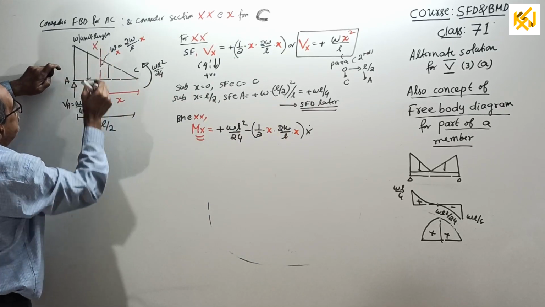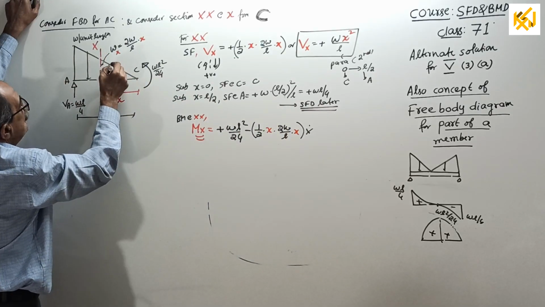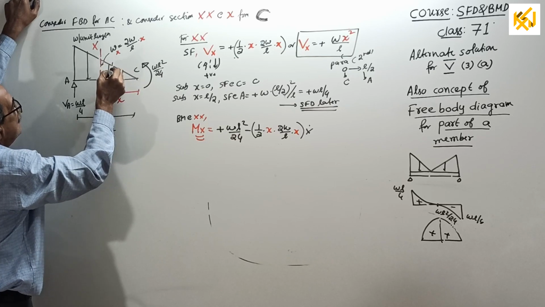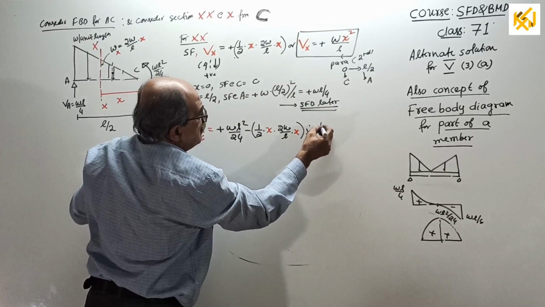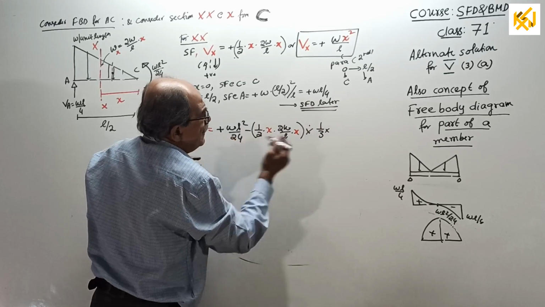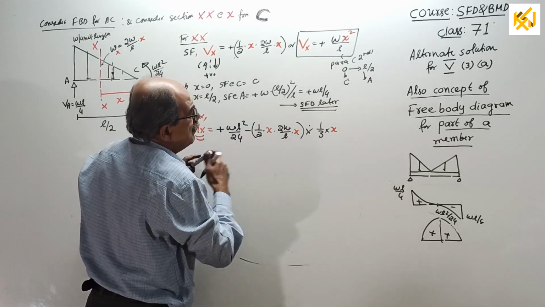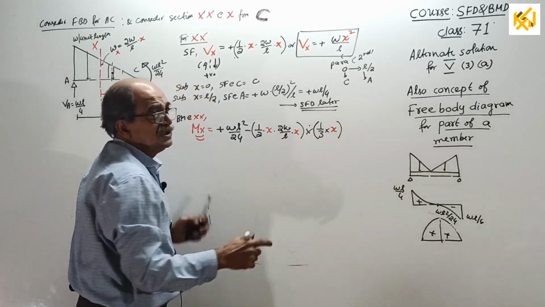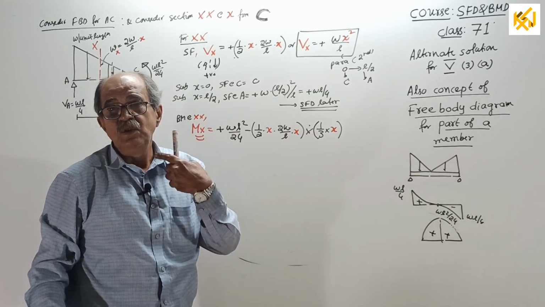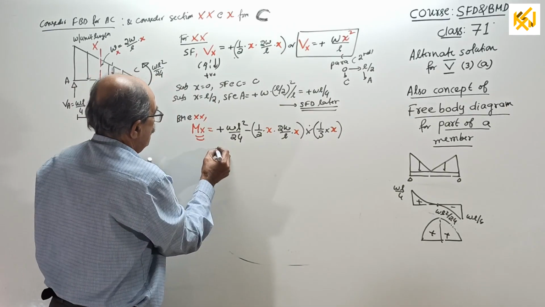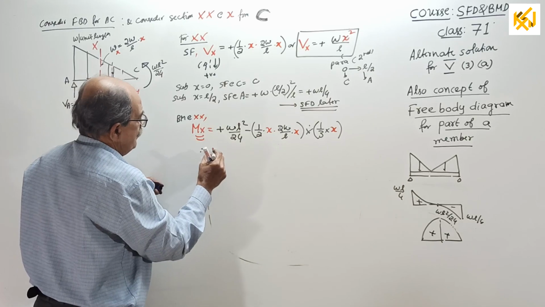I didn't write XX here. It's the total load, this much load will act here. It is into 1 by 3. I am not explaining why 1 by 3. Why? Go back to earlier class. As I told, study every class. Then only my class is useful for you. Therefore, your MX will become.